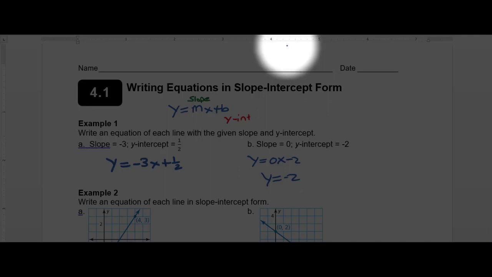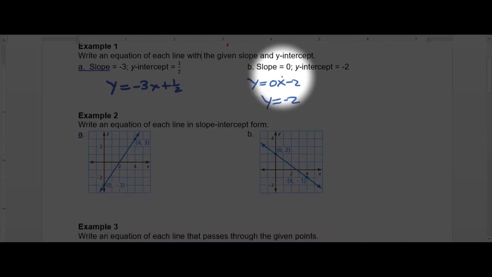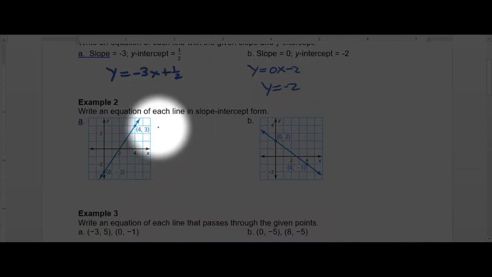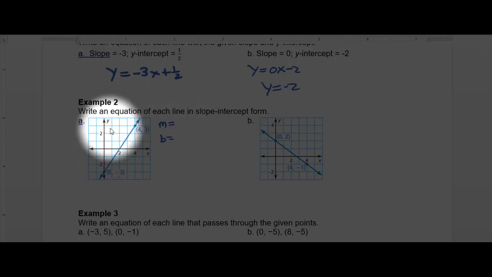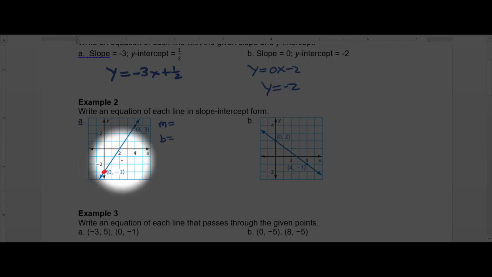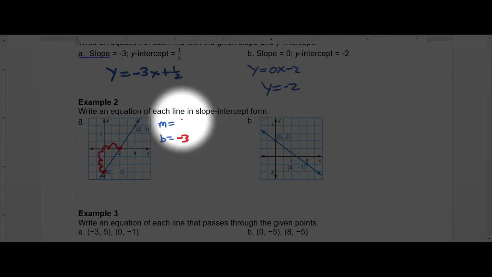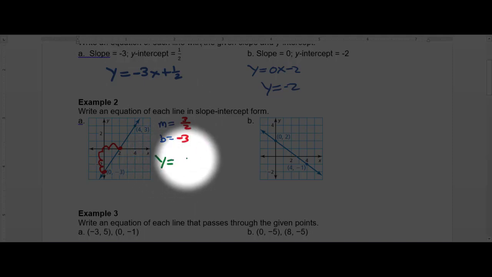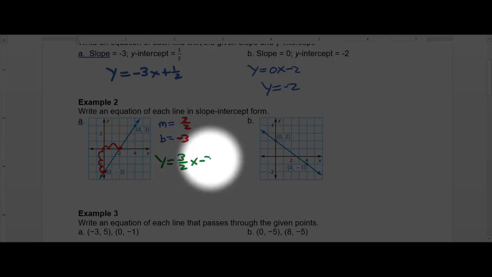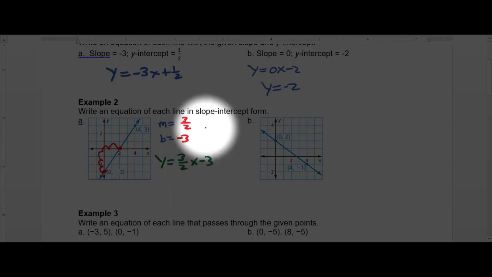We can also do this from a graph. So the same thing, first we need to identify the slope and identify the y-intercept. The y-intercept is this point here, which is -3. And then the slope, they gave me 2 points, but I can find maybe a little closer point. So I go up 1, 2, 3, and over 2. So that is 3 over 2. So now I can write my answer as y equals my slope, which is 3 over 2, times x minus 3, because I have a -3 for my y-intercept.